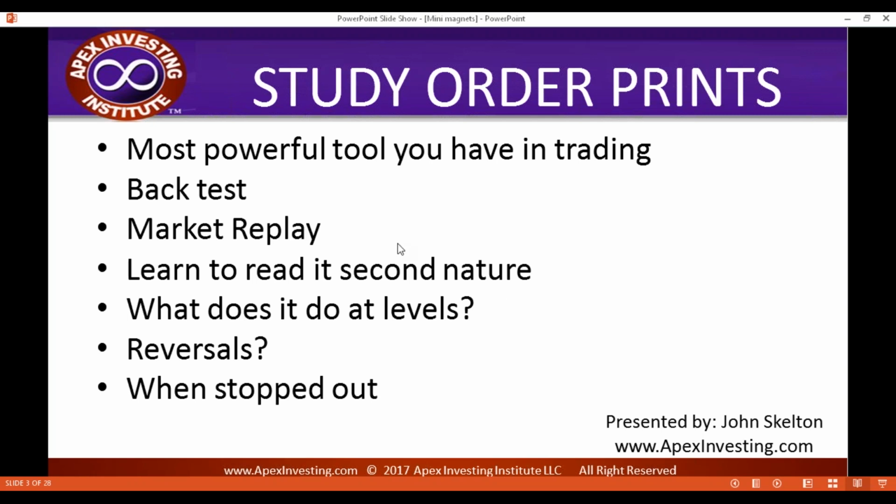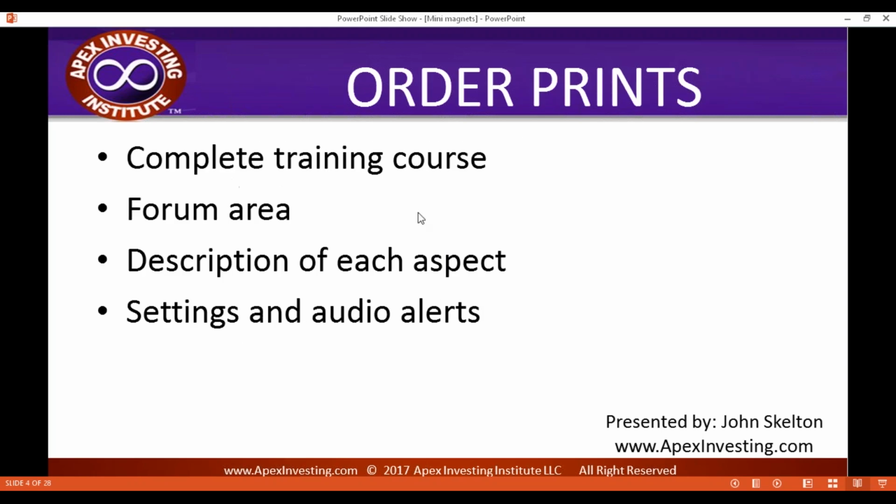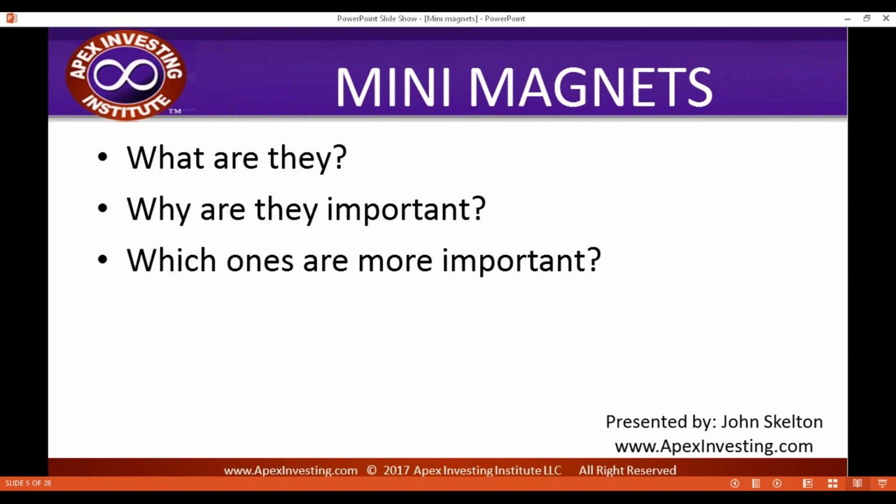So that's where you can find all the information on order prints in general. Check it out. Check out the forum area. Make sure you know how to do your settings and audio alerts. Jump in and learn it. Learn every aspect. Today we're going to focus on mini magnets.